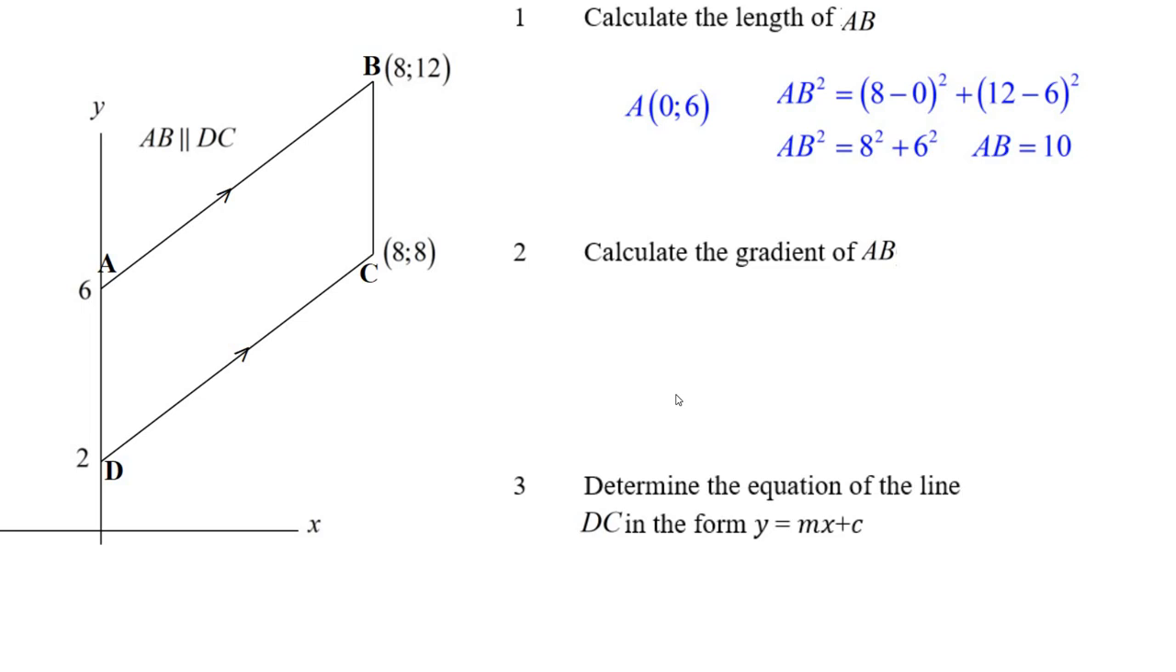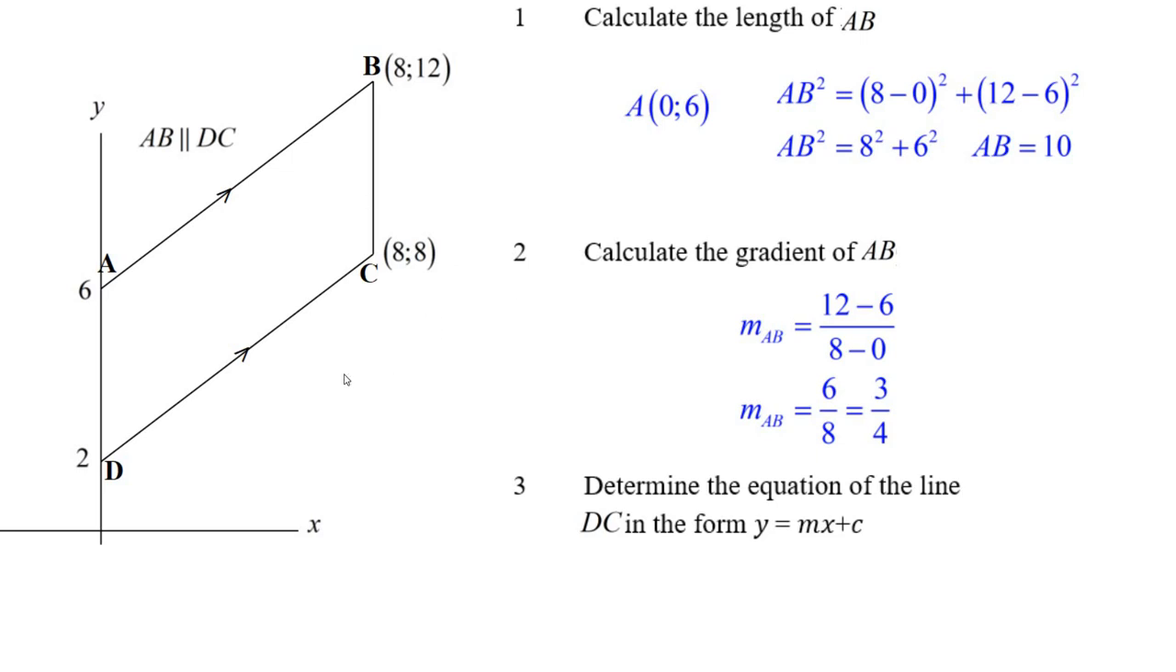So is the gradient. All you do to find the gradient of AB is to go 12 minus 6, the change in y, over 8 minus 0. 12 minus 6 is 6. 8 minus 0 is 8. 6 over 8 is the same as 3 over 4. So the first two are your easiest form. You're going to get something like that.